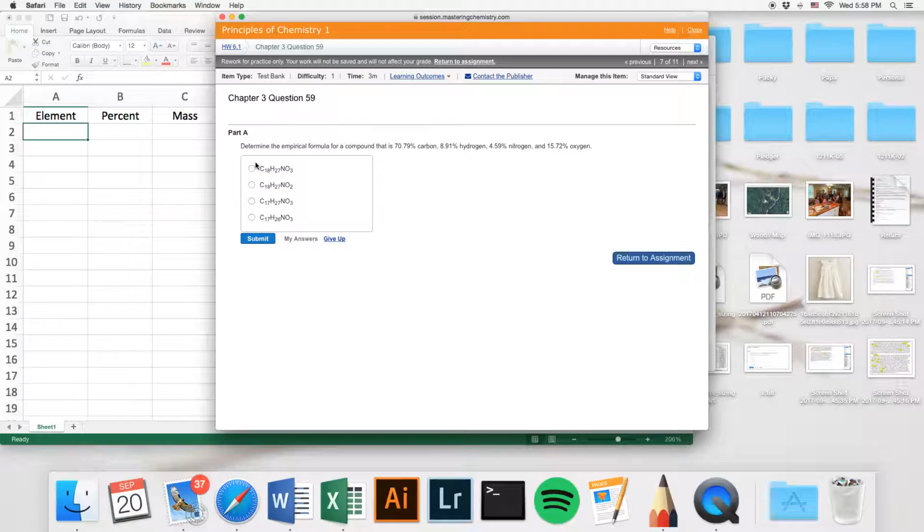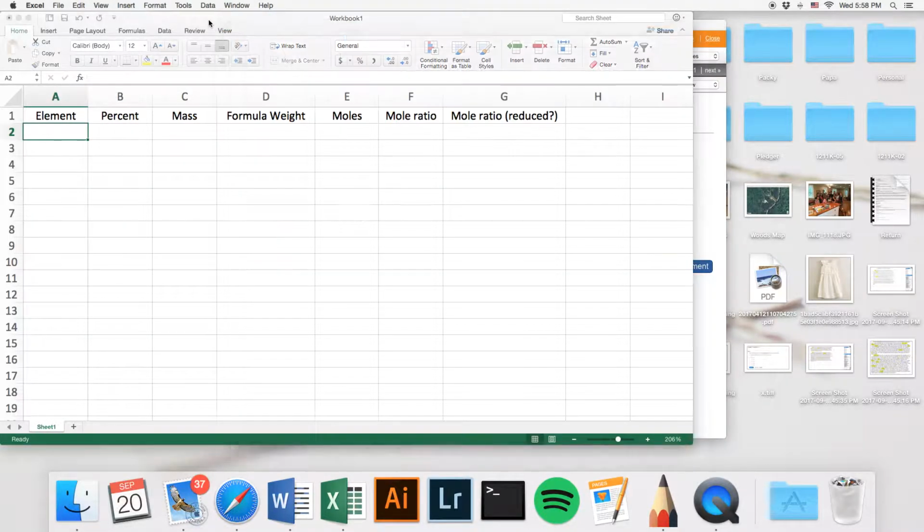All right, so determine the empirical formula for a compound that has 70% carbon or 71% carbon, 9% hydrogen, 4.5% nitrogen, 16% oxygen, right? And it's going to be one of these three things. There's a few ways we can do this, but we have a nice routine that we can use for empirical formulas. And since I don't have my pad with me, I'm going to just show you what I would write down. I would write, on my paper, element and the percent.